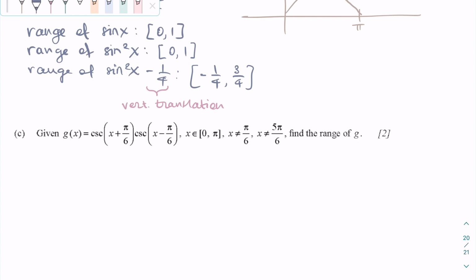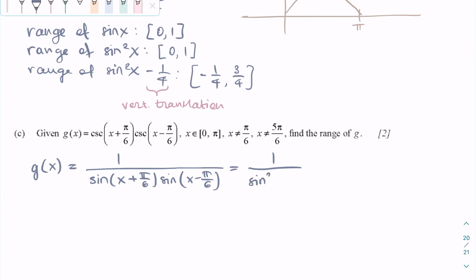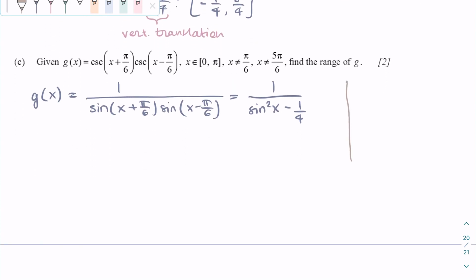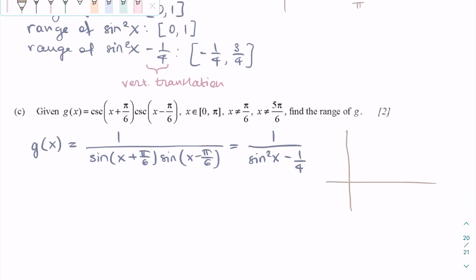Part C also asks us to find the range, this time of function g, which is cosecant(x + π/6) times cosecant(x − π/6) over the domain 0 to π. What we should do first is rewrite cosecant as 1 over sine. This way, we can actually see that part C directly builds off of part B. It is simply the reciprocal of function f. We can use the properties of inverse functions to figure out the range. First, we can graph the function f and then deduce what function g would look like.